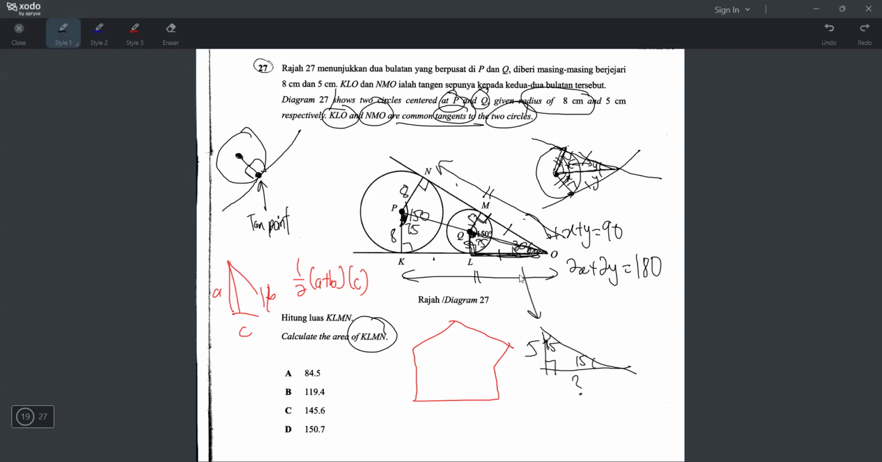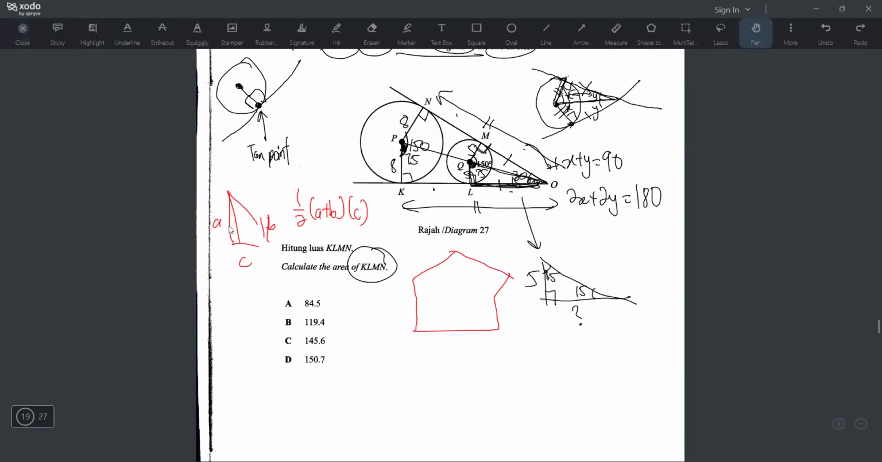But how can this help me find this later? Oh, yeah, can. We find this panjang here using trigonometry, Sokato. After finding this, then use the big right angle to find the whole one, and then minus lah, right? Okay, so that's the plan. Okay, so let's do it now.